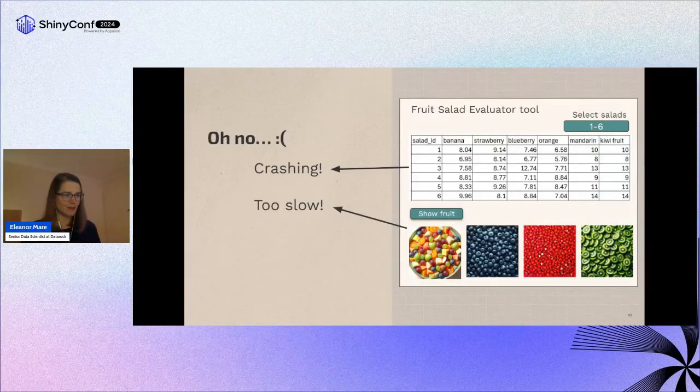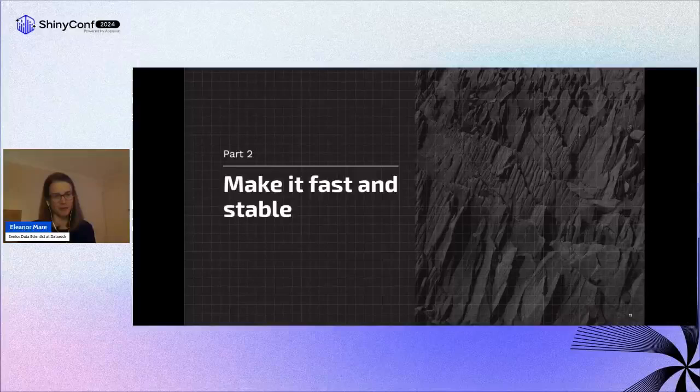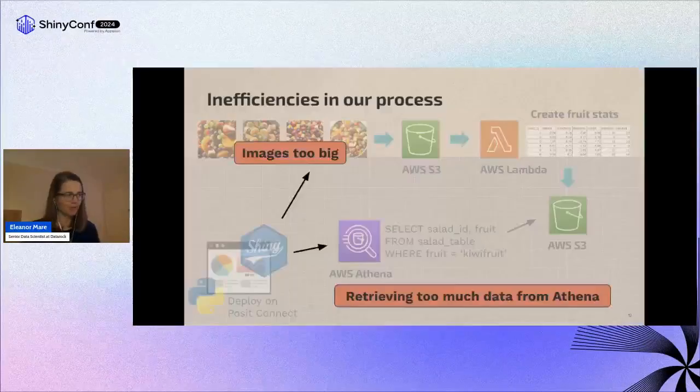They said, when we try to load too many fruit statistics, the app is actually crashing. And they also said that the fruit salad images are taking a long time to load. Is there anything we can do about that? So we started phase 2 of this project, which was addressing those speed and stability issues. We went back to our data process and looked at where the inefficiencies were. And actually, there were 2 places where we had inefficiencies, but both were kind of the same thing.